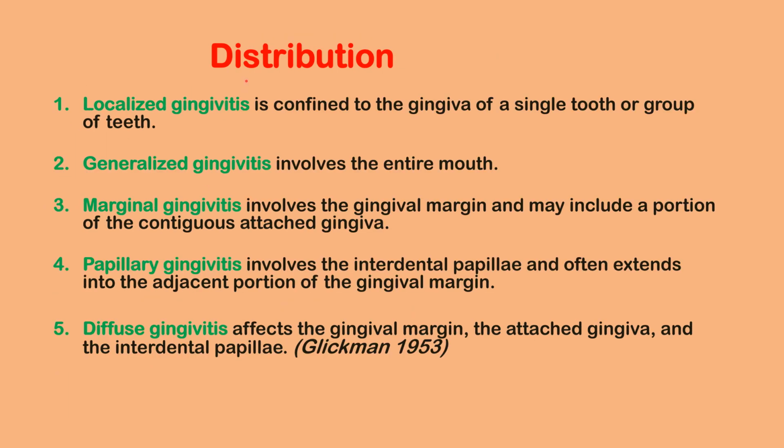According to distribution, gingivitis can be categorized into five types. That is localized gingivitis, which is confined to the gingiva of a single tooth or a group of teeth. Generalized gingivitis, in this the entire mouth is involved. Marginal gingivitis involves the gingival margin along with a portion of the contiguous attached gingiva. Papillary gingivitis involves the interdental papilla, which can extend to a portion of the gingival margin. Diffuse gingivitis affects the gingival margin, attached gingiva, and interdental papilla.